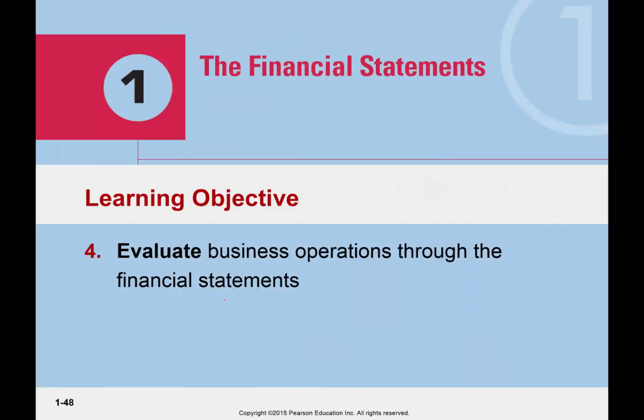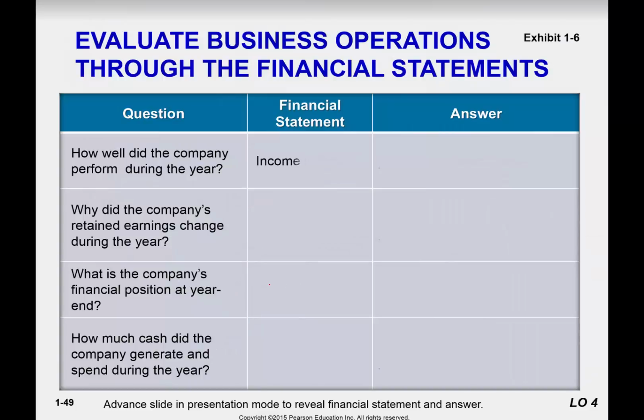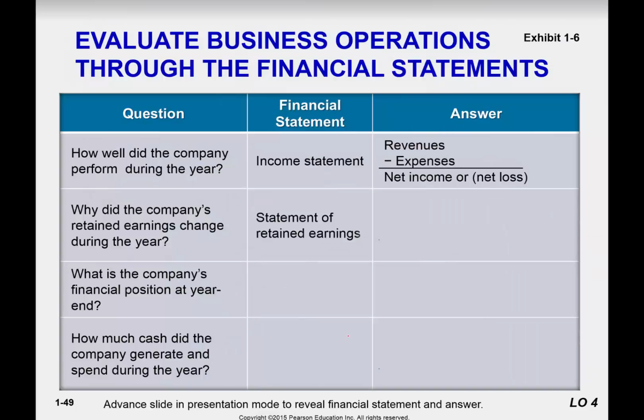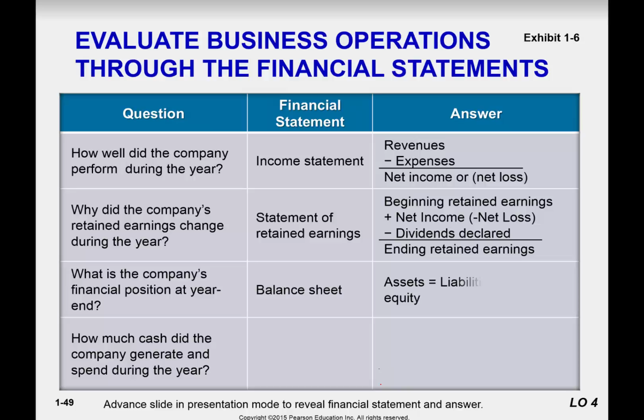Now let's move on to Learning Objective 4, where we're actually talking about the financial statements. So basically, I was telling you there are several financial statements. You see here the income statement, the statement of retained earnings, the balance sheet and the statements of cash flows. This is the order in which we prepare the statements.